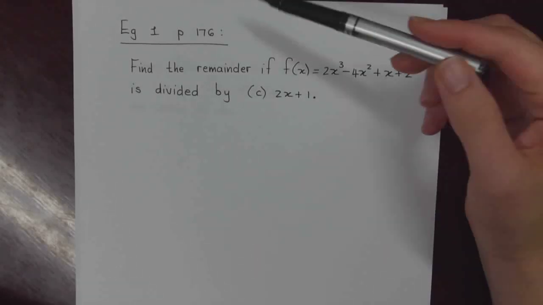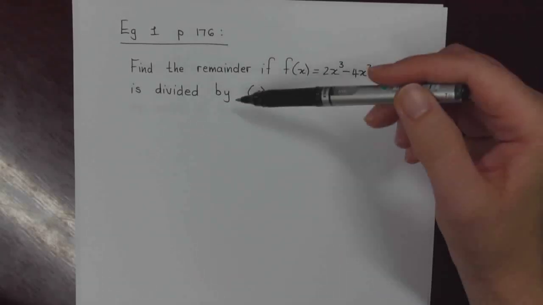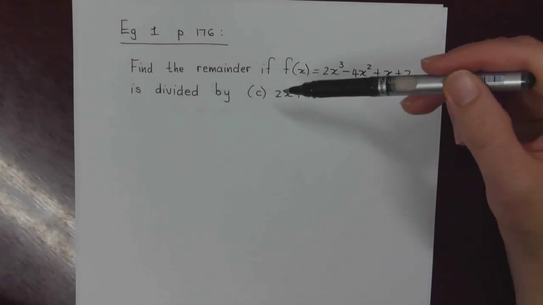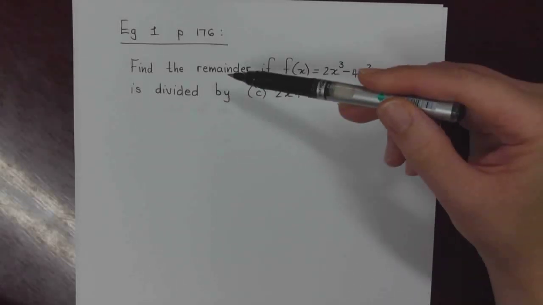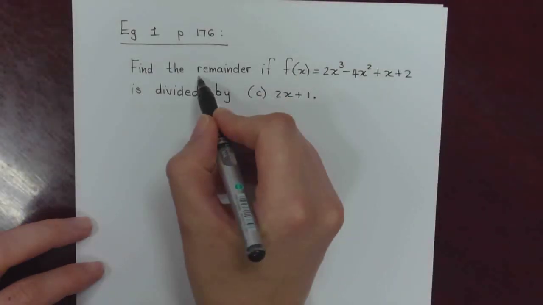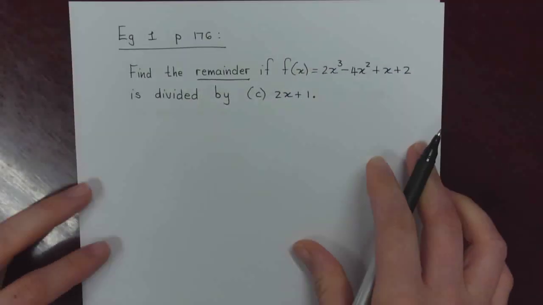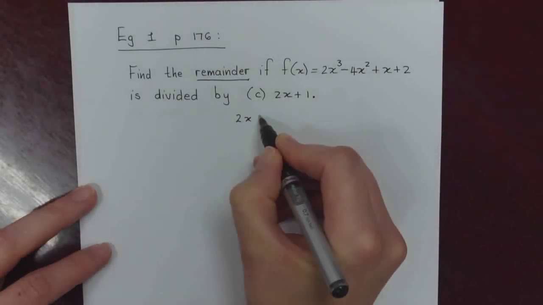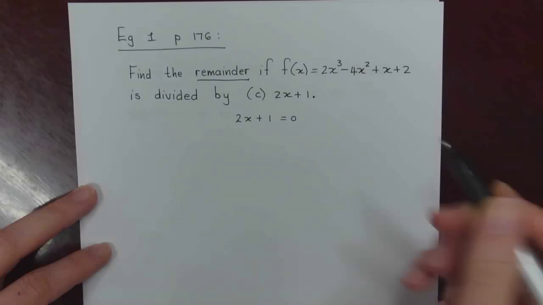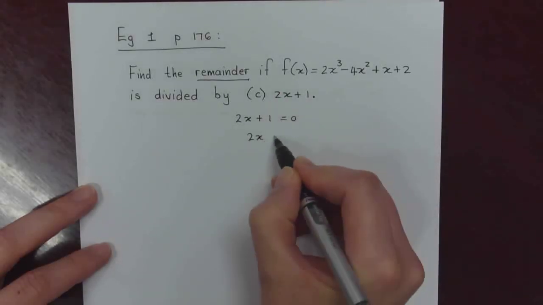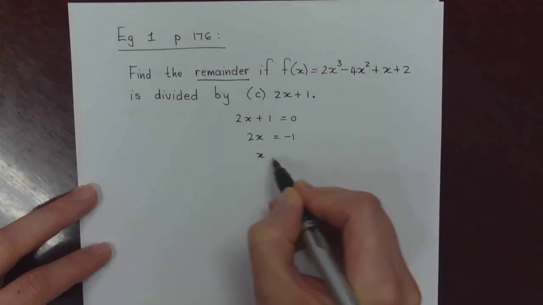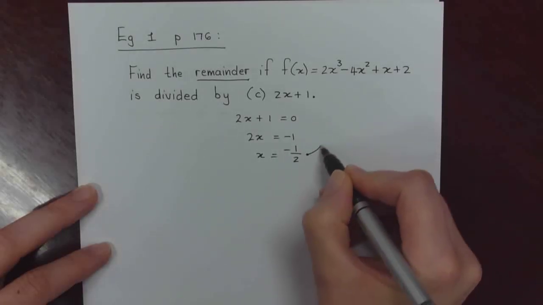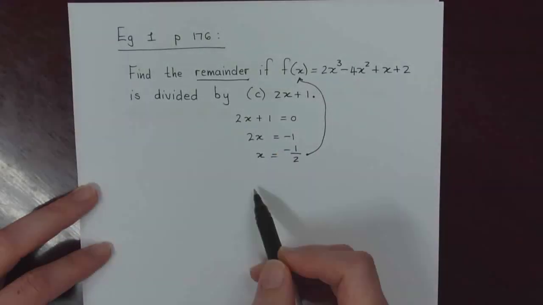So next example is example 1 on page 176, and they ask, calculate the remainder if f(x) is divided by 2x plus 1. So if I just want to calculate the remainder, they don't ask at all for the quotient, just the remainder. I will first take this little divisor, 2x plus 1, and set that equal to 0 and quickly solve that, getting 2x is equal to negative 1, and then x is equal to minus 1 over 2. Because that's what needs to be substituted into f(x) to find the remainder.